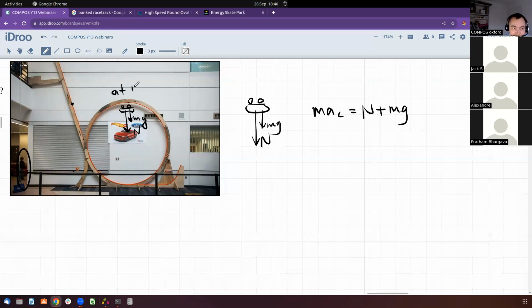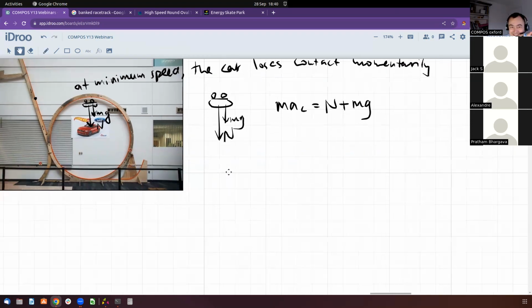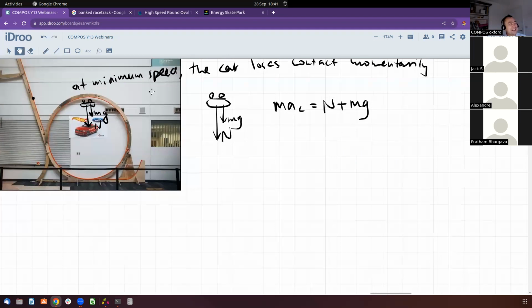At minimum speed, the car loses contact momentarily. So at the very top point, we just lose contact with the track. The normal reaction force is also known as the normal contact force. If we lose contact, that means we lose normal force, and that means the normal force is 0. So N is 0.